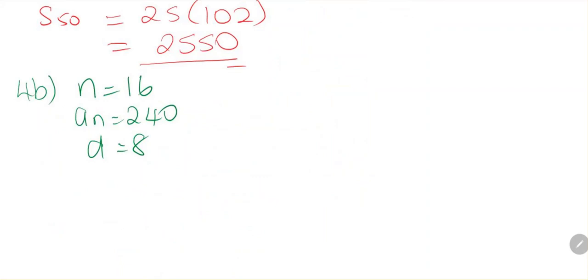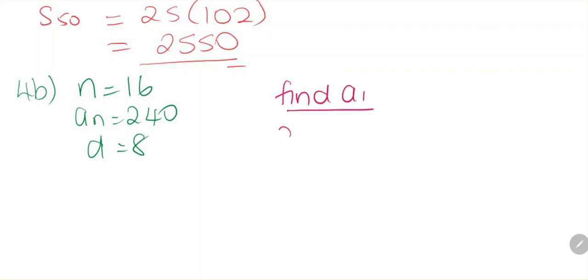Okay, so guided practice 4B. This time we're given the number of terms, 16, and the last number is 240, and the difference is 8. But we don't know the first term, so we need to find a1.